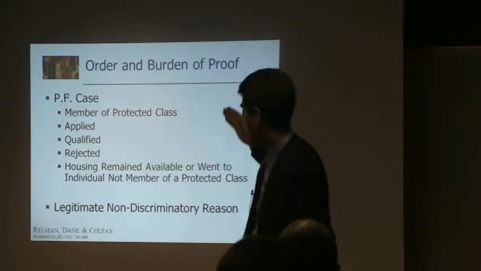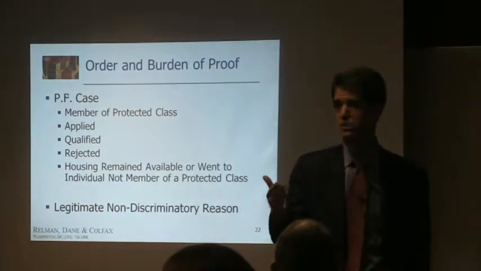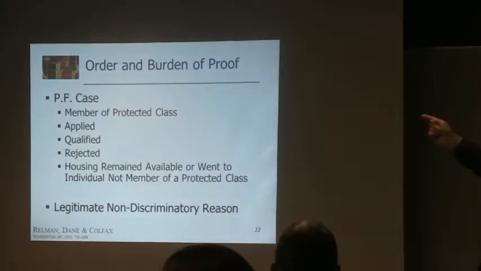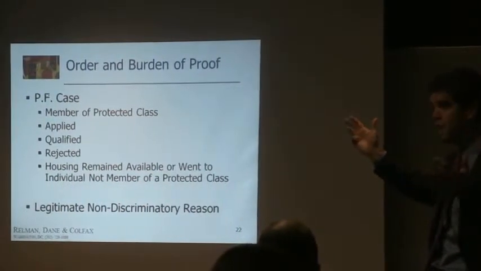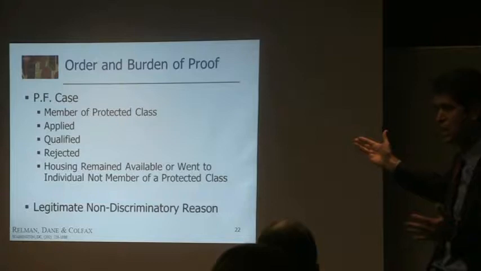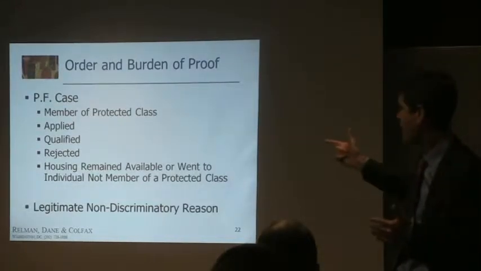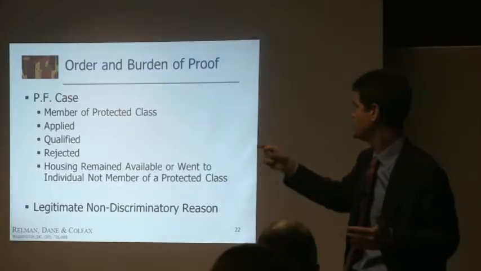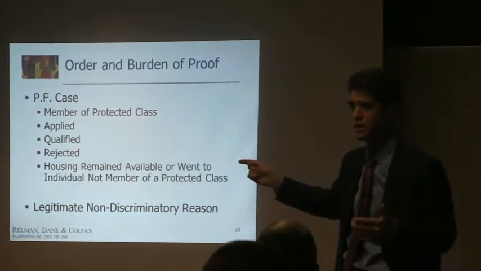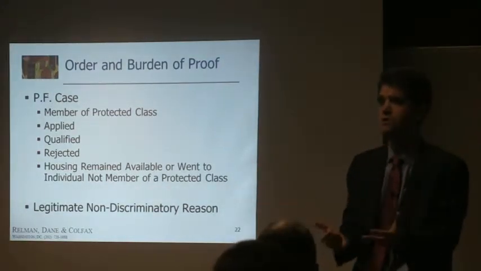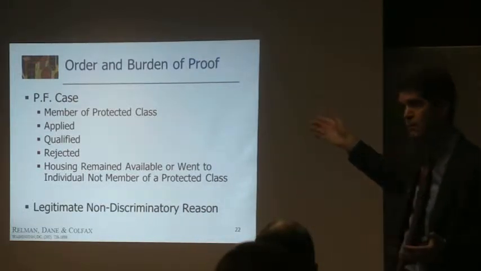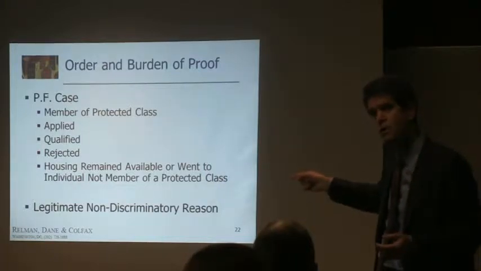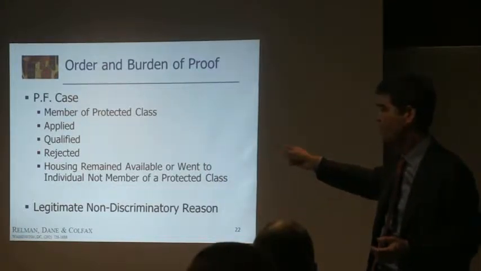They said there's a prima facie case that a plaintiff has to establish first. The idea, in any discrimination case, is that you're a member of a protected class, you applied for whatever it was, you met the minimum qualifications, you were rejected, and typically the housing remained available or went to someone who's not a member of a protected class. Because if it went to someone in the protected class, it would undermine the notion that there was discrimination going on.